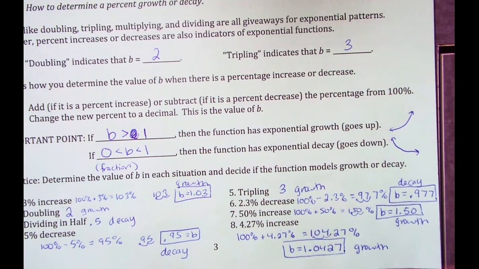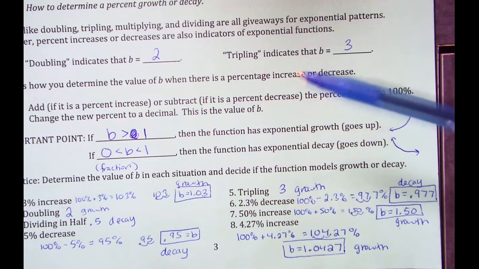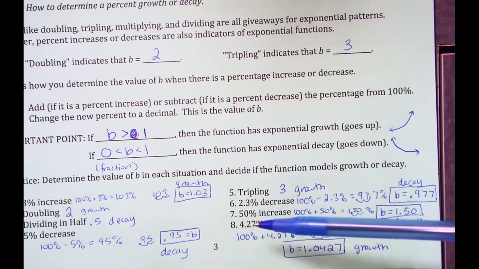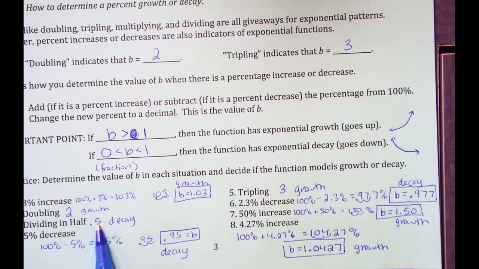So in conclusion, sometimes the b value is easy to spot, like doubling or tripling, or halving right here. If we divide in half, it's just 0.5. But sometimes if the b value is a percentage, you have to add or subtract it to 100%, depending on if it is a percent increase or percent decrease. Change the percent to a decimal, and then that is your b value. So I hope you enjoyed Learning Target 2. This is the end of it. We've done all 4 parts, and we will start practicing now.